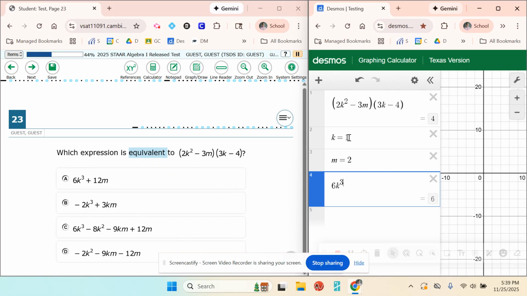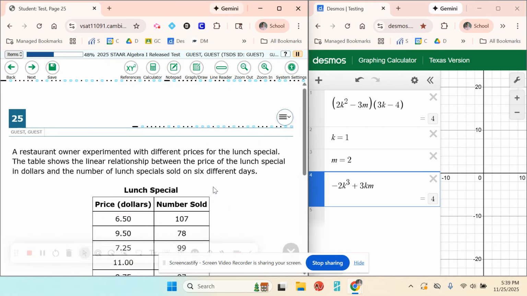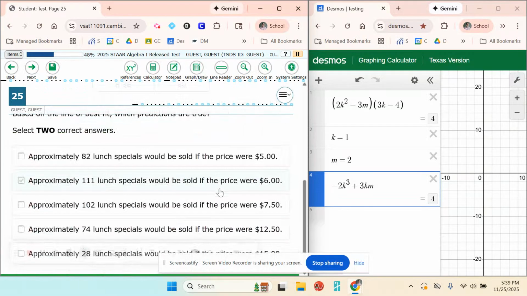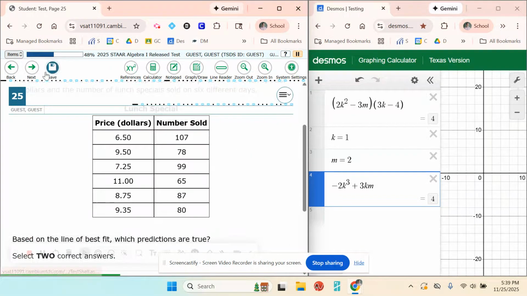So I try the first one, 6k to the third plus 12m. Nope. Keep going. There it is. And we get this one. For question 24, that's a skipper. Question 25, it's a table, but if you look at those answer choices, there's two of them, and I don't want to deal with this, so I'm going to skip that one.